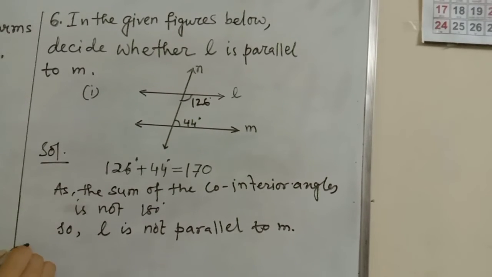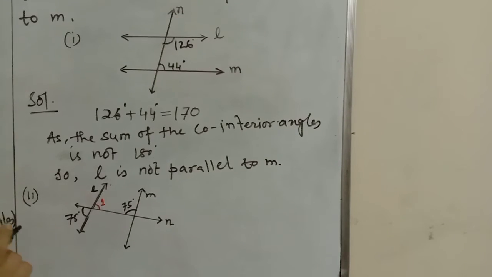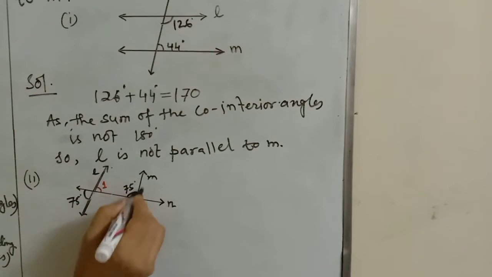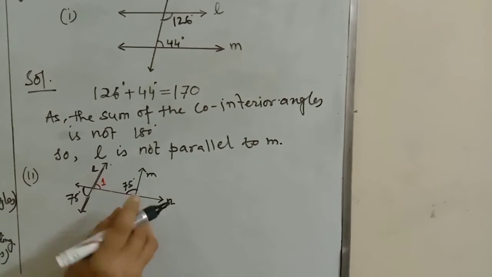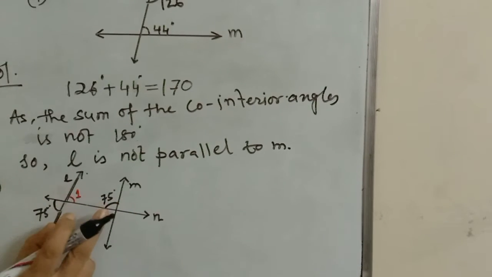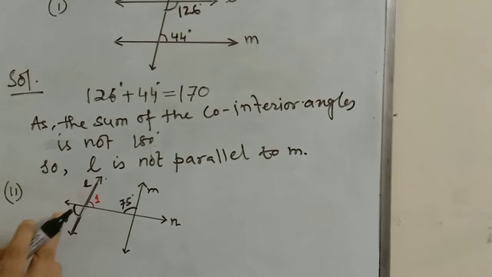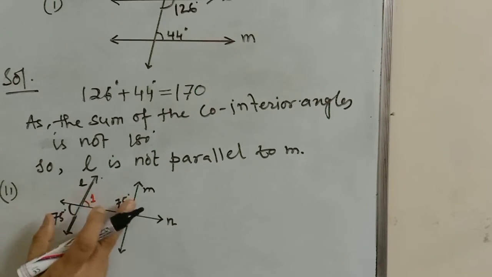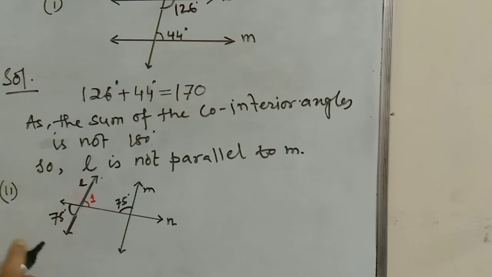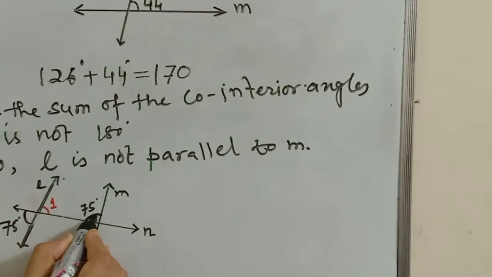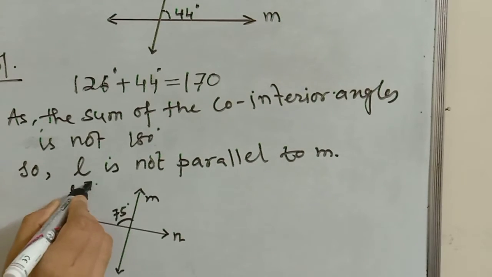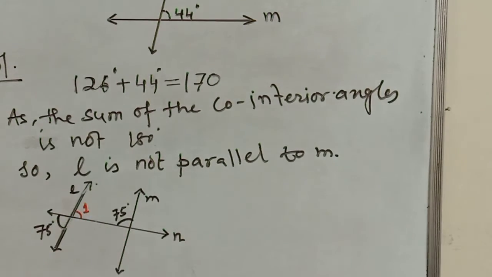Next question. Question number 2. See that figure. L and M are given in this way. Don't go with this figure. Just see the logic we have to apply here, so that we decide whether the lines are parallel or not. Now see, this angle is 75 degrees and this angle is also 75 degrees. You have to find whether the lines L and M are parallel or not.